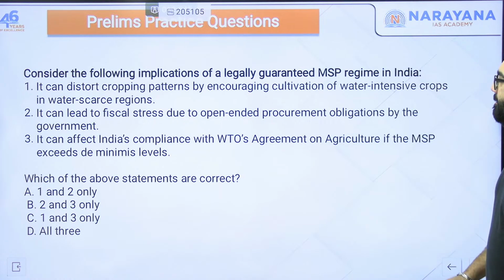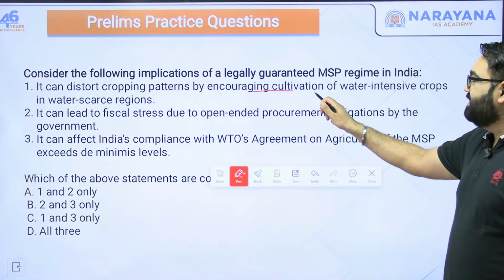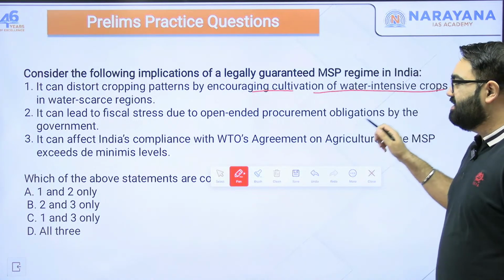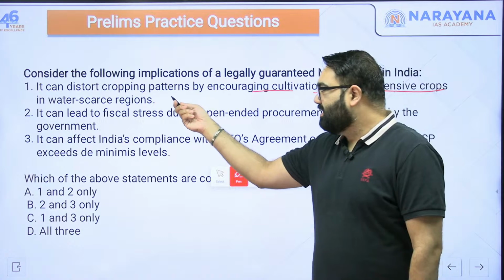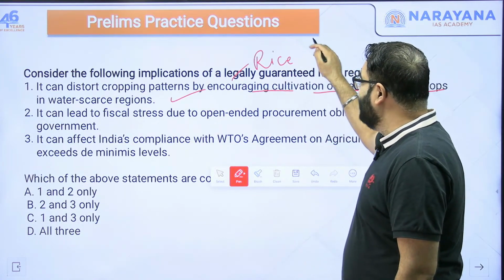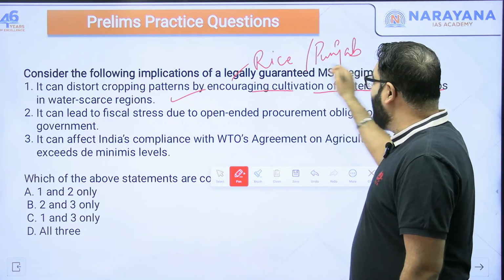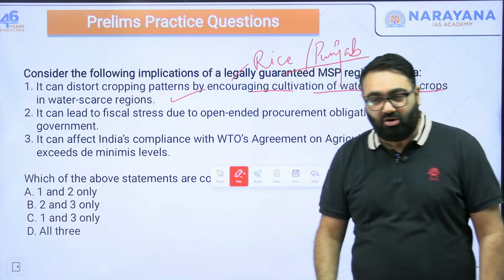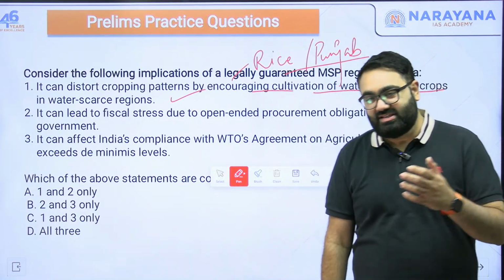Consider the following implication of a legally guaranteed MSP regime in India. First, it can distort the cropping patterns by encouraging cultivation of water-intensive crops in water-scarce regions. Yes, a big problem. We just discussed the problem of over-cultivation of rice in states such as Punjab. Because rice or paddy takes a lot more water than wheat, for example, and it is easily cultivable in fertile states such as Punjab.